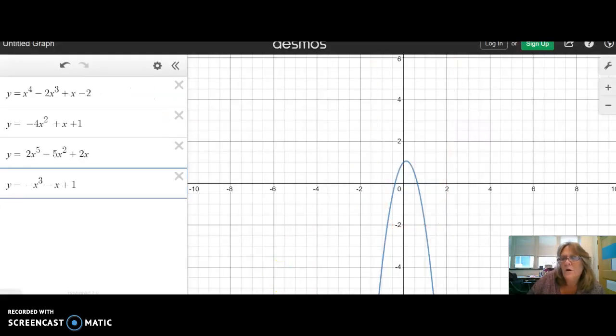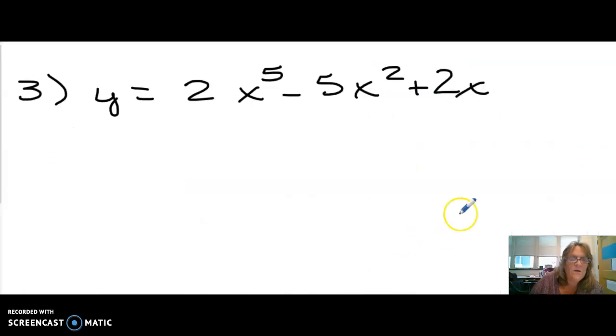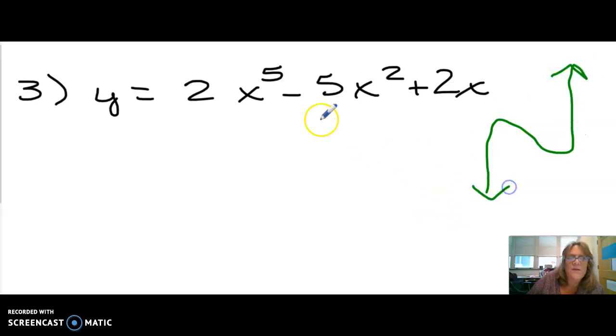Let's take these two off, and let's look at these two together. That's to the fifth power, that's to the third power, okay? The green one kind of looks like a squiggle. So I'm going to look at that one, and I'm going to say it looks kind of like this. Largest exponent on this is a 5, so it's an odd number. Remember, odd starts with O, so my ends should be pointing in opposite directions.